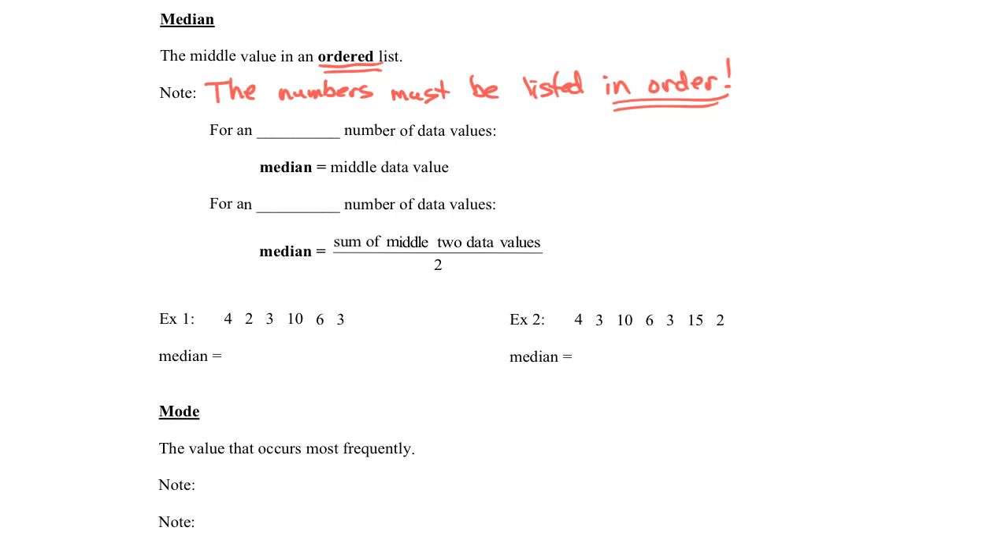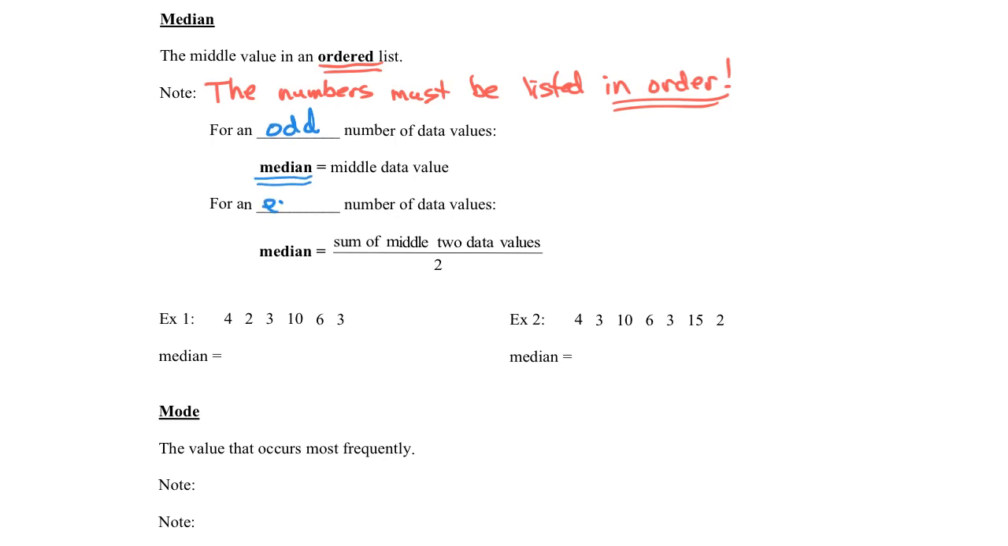Okay. So then we've got a couple of cases here, which we talked a little bit about before. But for an odd number of data values, the median is the middle data value. So it's real easy. To find the median, if you've got an odd number of data values, it's just the one right in the middle.